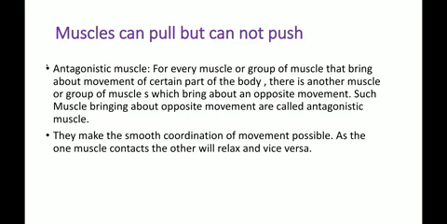Now, this is a very important topic. The muscle can pull but cannot push. To understand this topic very clearly, you have to know some important terminology. The antagonistic muscle. For every muscle or group of muscles that bring about movement of certain parts of the body, there is another muscle or group of muscles which bring about an opposite movement. Such muscles bringing about opposite movements are called antagonistic muscles. They make the smooth coordination of movement possible. As one muscle contracts, the other muscle relaxes, and vice versa.